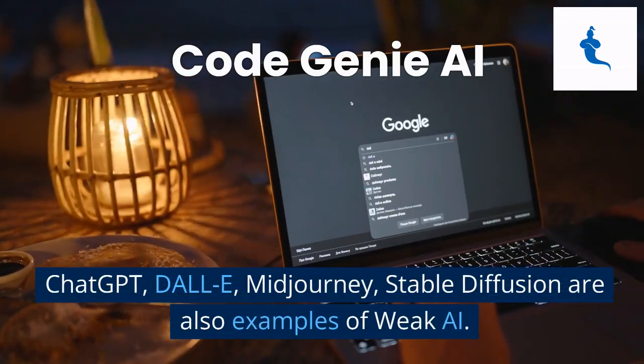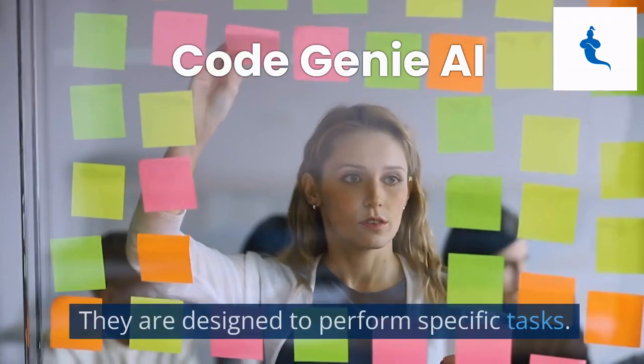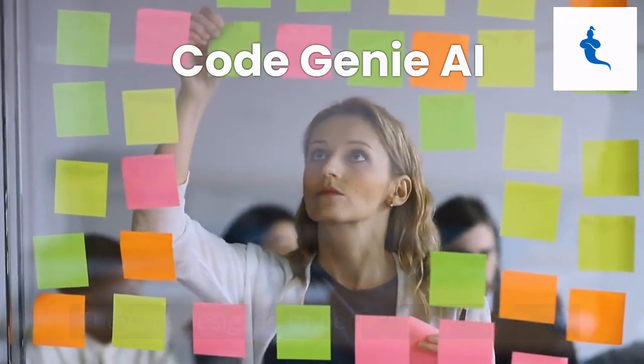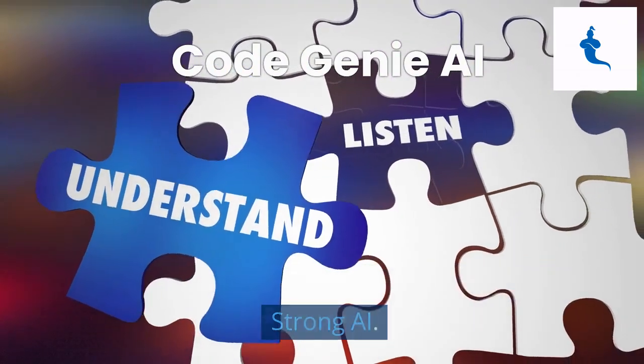ChatGPT, DALL-E, Midjourney, Stable Diffusion are also examples of weak AI. They are designed to perform specific tasks. They lack general intelligence and the comprehensive understanding associated with strong AI.